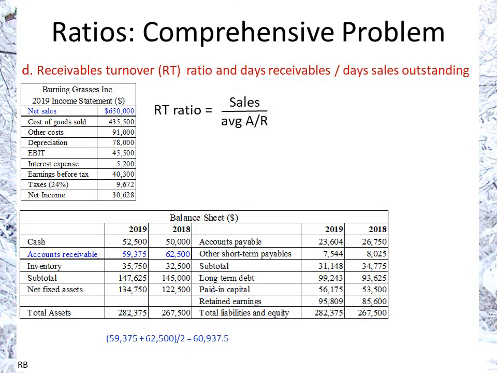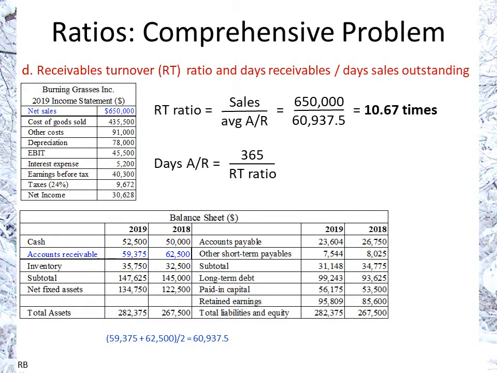Now again, we're using the averages, so we have the 650 is the sales, and we're averaging these two figures out, so that's 60,937.5. And that gives us 10.7 times. So the days of receivables is going to be somewhat over a month, as we're doing it less than 12 times a year.